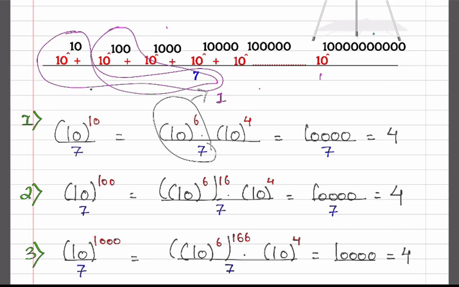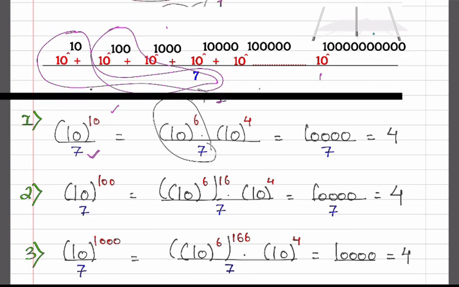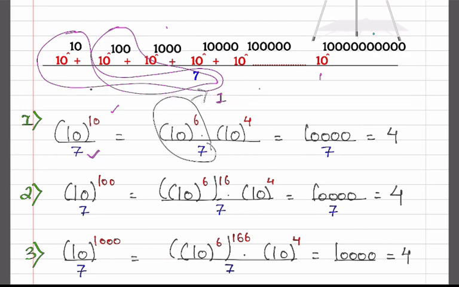So 10 raised to 10 divided by 7. How can I find the remainder for this? Denominator, I have a what? Prime number. What will I think of first? Fermat. I need 6 in the numerator. So I write 10 raised to 6 into 10 raised to 4 because I need to complete 10. According to Fermat, the remainder for 10 raised to 6 is nothing but 1. 1 into 10 raised to 4 divided by 7.